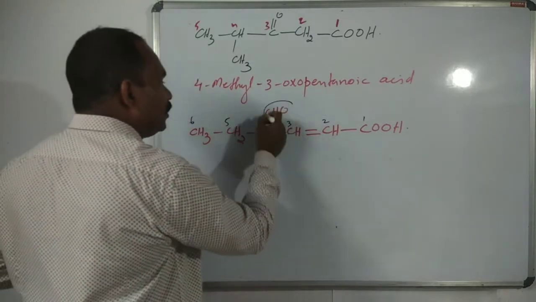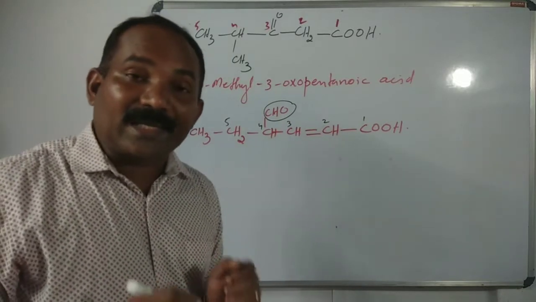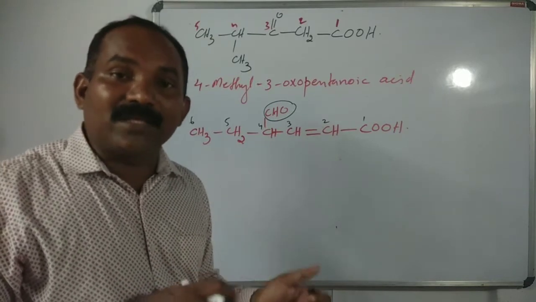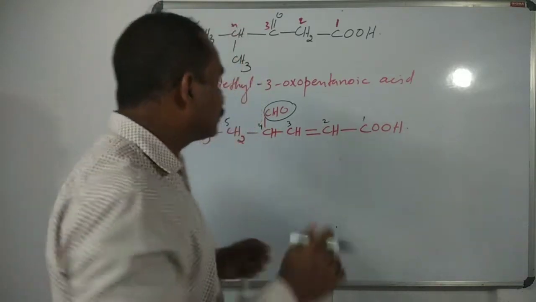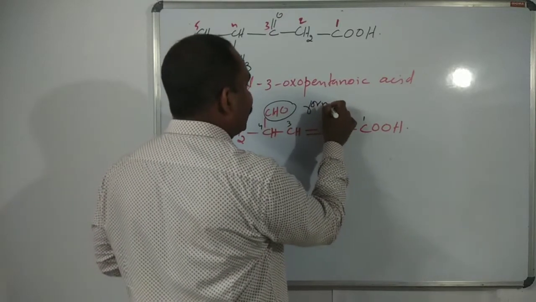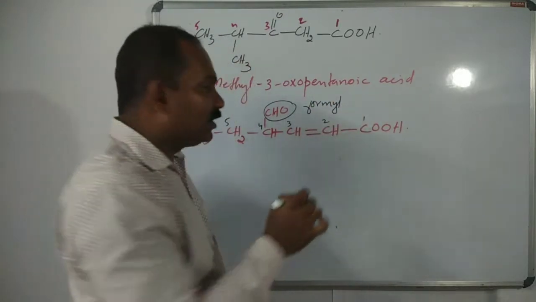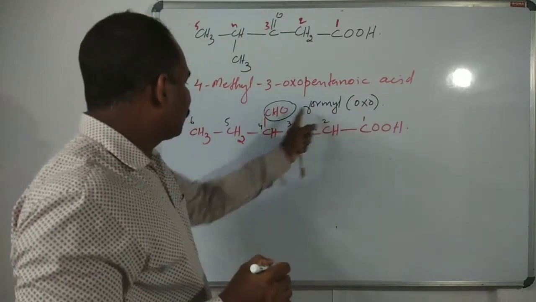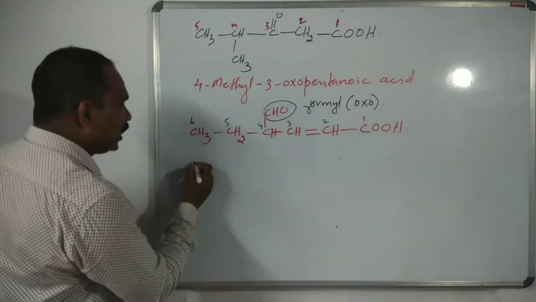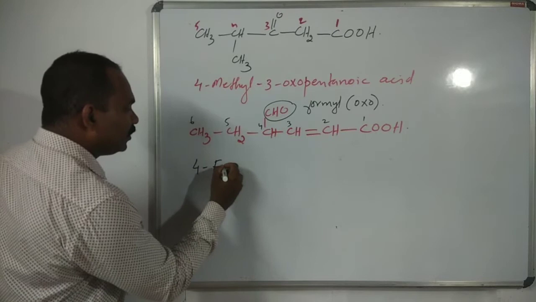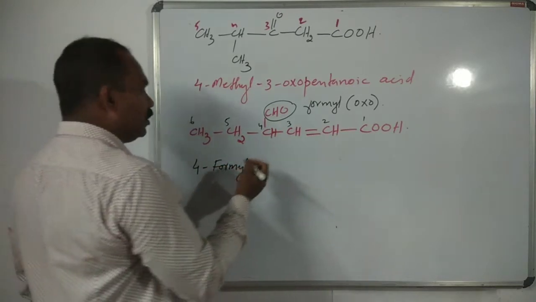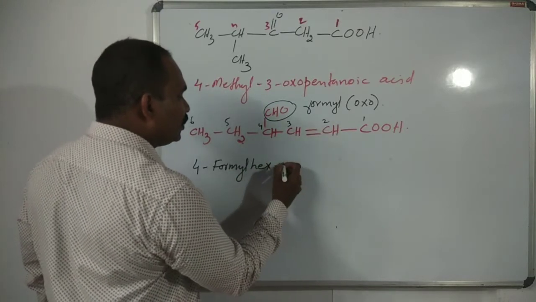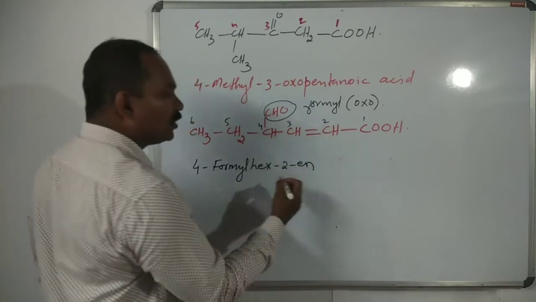When the CHO group is considered as a functional group, the secondary suffix is al. But this group is considered as a substituent. The name is formyl, or sometimes oxo. So 4-formyl. No other substituents. So the name is 4-formyl. 6 carbon atoms, so hex, double bond in the second position, so hex-2-enoic acid.